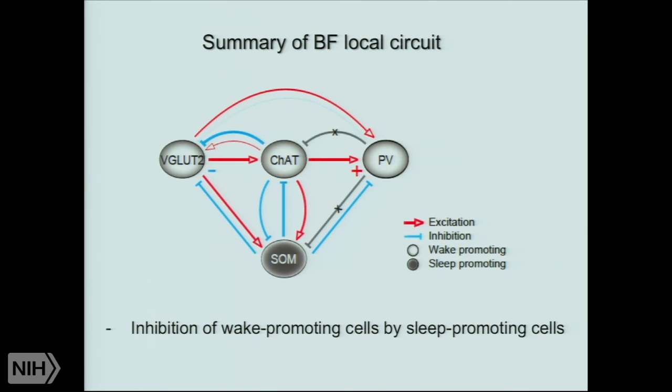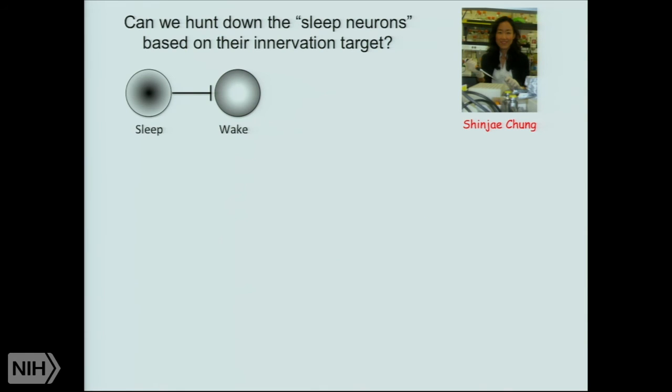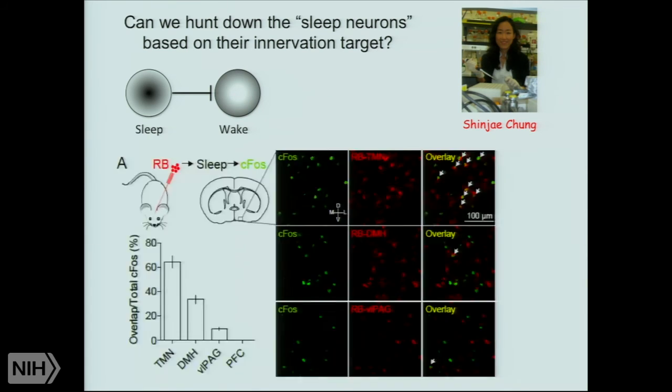And so we decided to take a different approach, inspired by this finding that the sleep neurons actually inhibit the wake neurons. So we thought, could we use that feature to try to hunt down the sleep neurons based on the fact that they might want to innervate the wake-promoting neurons if they're GABAergic? So this was done by Shinjae Chung, a really talented postdoc in my lab.